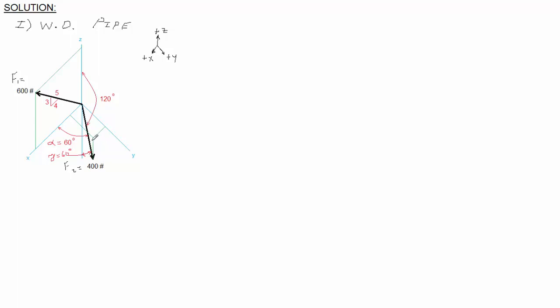We will also need to label this angle here between F2 and the y-axis. That angle is beta, and we're going to have to find that. You will notice that beta is between F2 and the y-axis, alpha is between F2 and the x-axis, and gamma is between F2 and the z-axis. We can now find beta.